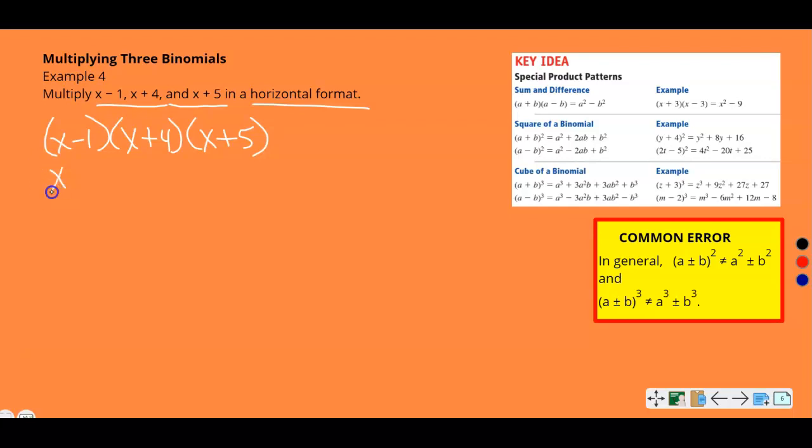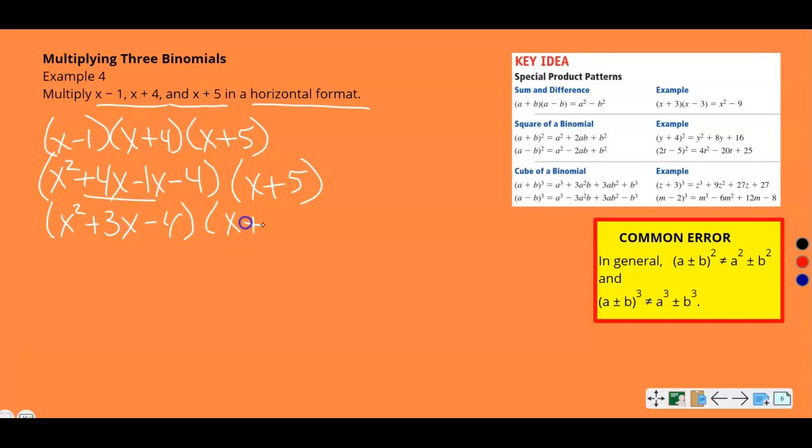So we've got x times x is x squared. X times 4 is 4x. Negative 1 times x is negative 1x. And negative 1 times 4 is minus 4. All right, so then we have that. And we still have the x plus 5 that we haven't used yet. All right, so you can go ahead and combine those middle terms if you want. That way you'll have one less thing to multiply. So 4 minus 1 is plus 3x minus 4, and then x plus 5.